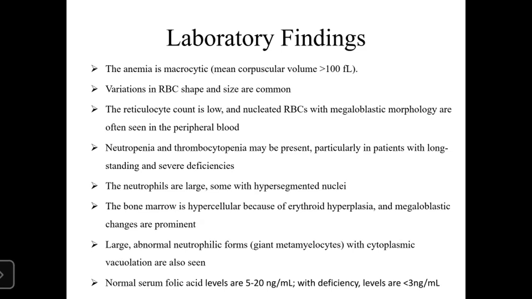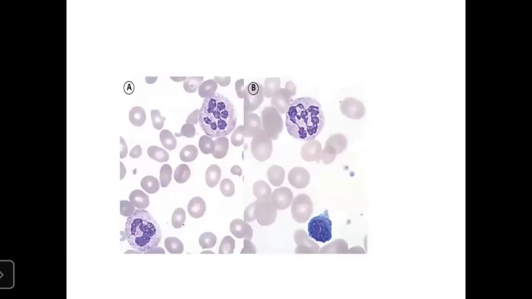So normal folic acid levels are 5 to 20 nanogram per ml, with deficiency levels less than 3 nanogram per ml. So you can see here, nucleus to cytoplasmic ratios are different. You can see asynchrony, the nucleus is larger than the cytoplasm. Hypersegmentation of the neutrophils and the cells are more than 100 femtoliters, right?